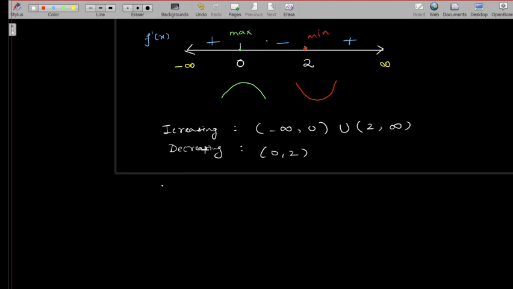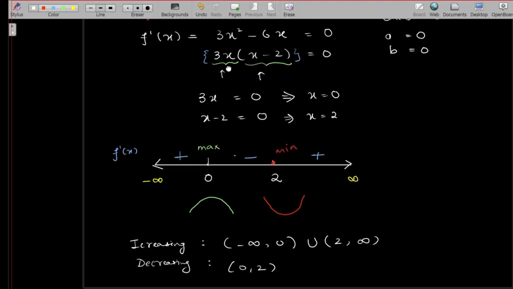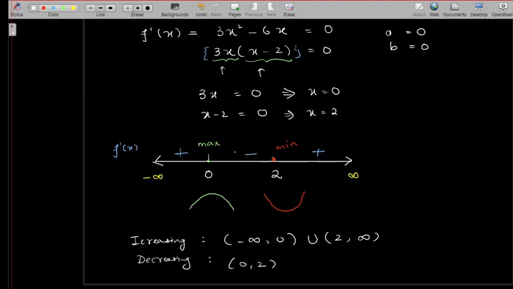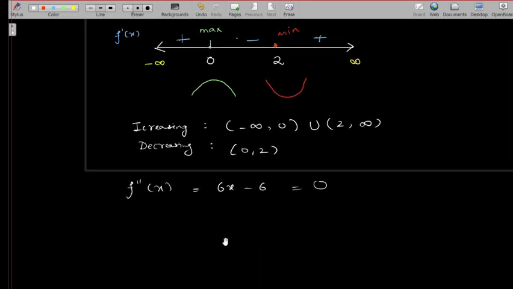Okay, let's find out the inflection point. Let's find the double derivative, the second derivative. This was the first derivative, 3x squared minus 6x. So the second derivative is 6x minus 6. You put it equal to 0. So x equals 1.